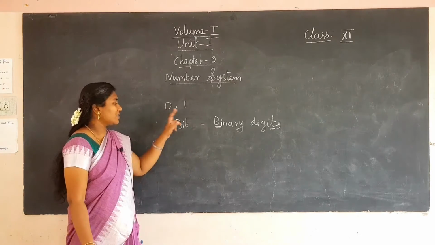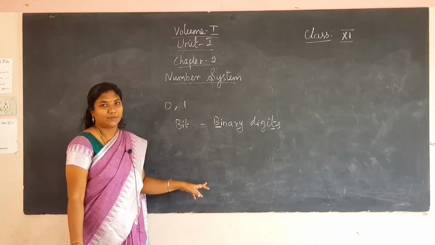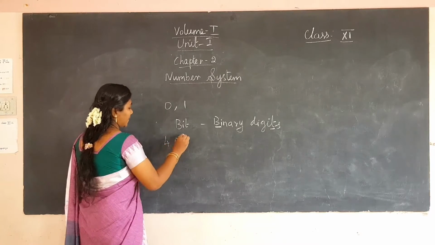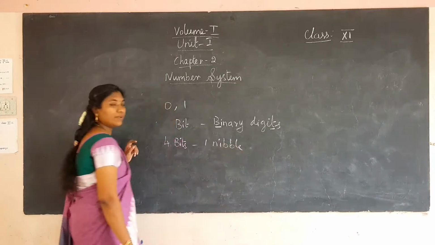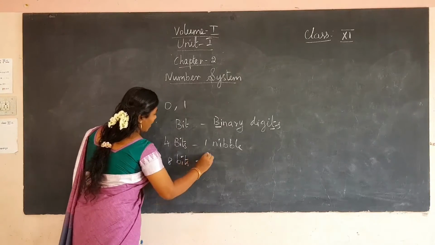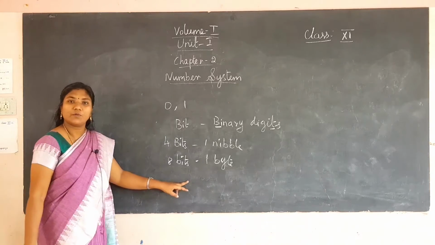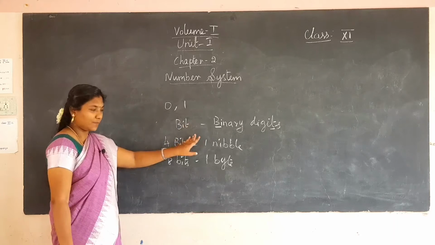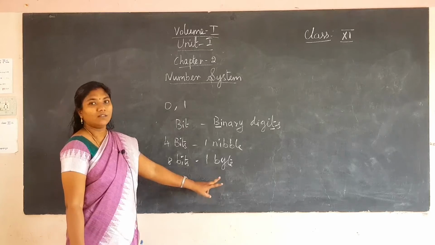So 0 is 1 bit and 1 is another bit. 4 bits is equal to 1 nibble, and 8 bits is equal to 1 byte. So zeros and ones are binary digits, that is bits, 4 bits is equal to 1 nibble, and 8 bits is equal to 1 byte.